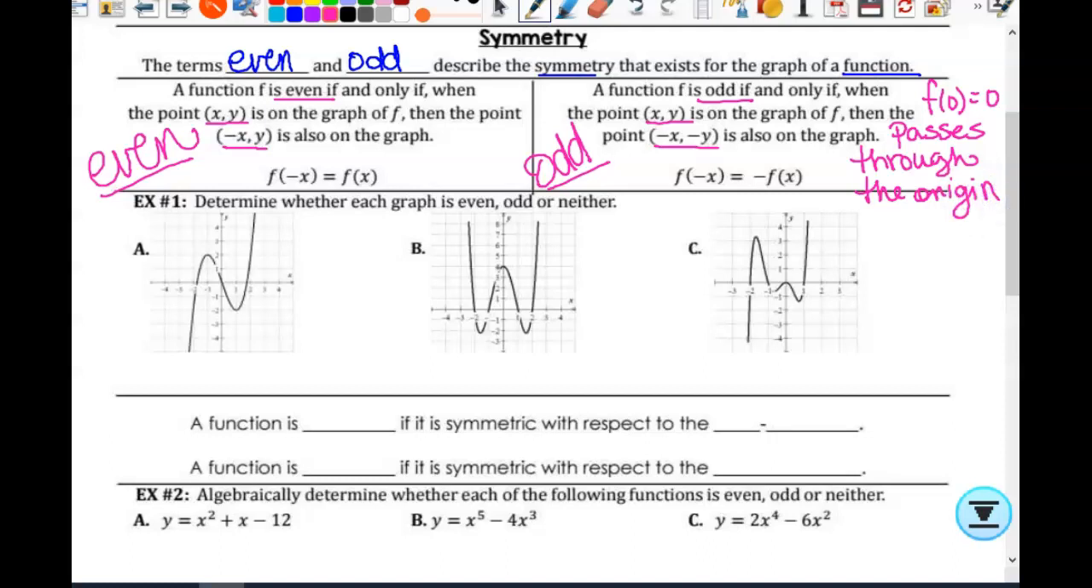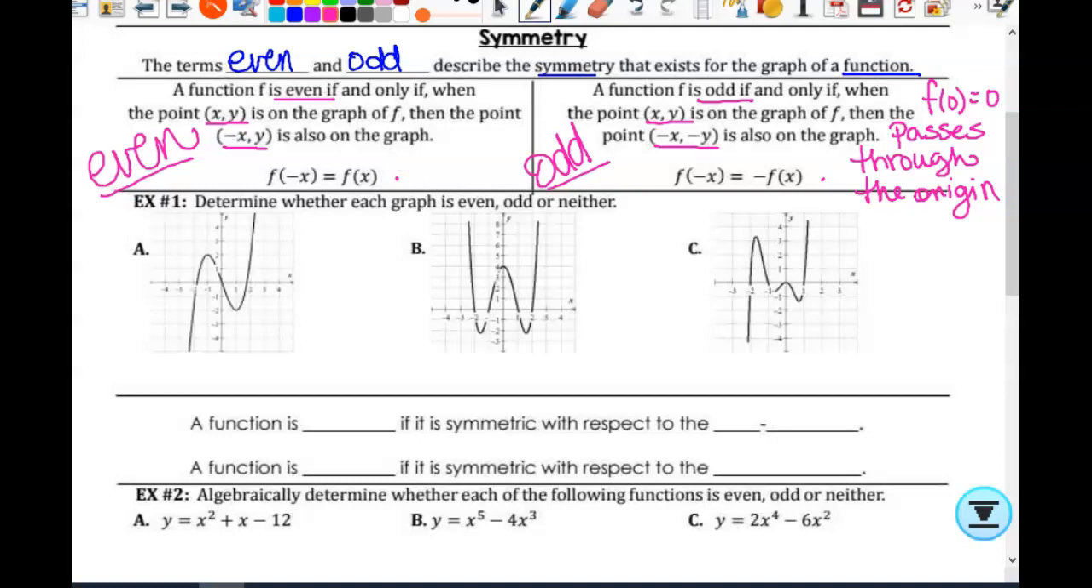Okay? (0, 0) is always a point on an odd function. Remember, odd function and odd degree are not always the same thing. Okay? And then this is how we're going to look at it algebraically. We're going to look at a couple of things before we actually get to that, but we'll talk about what that means here in just a minute.